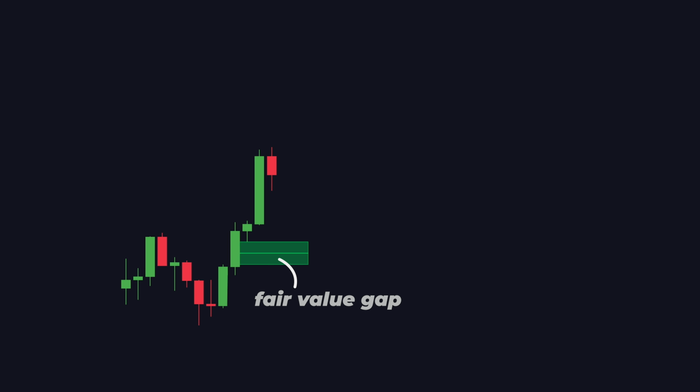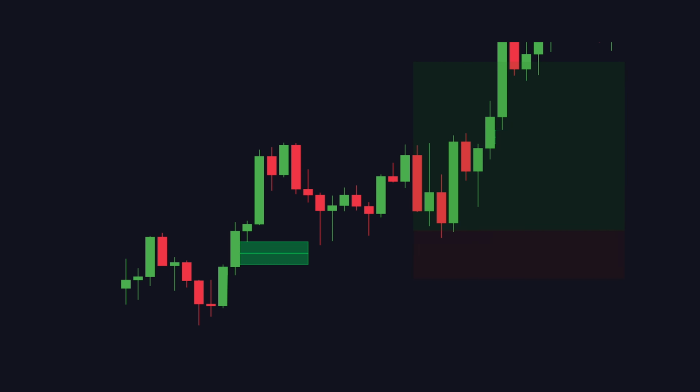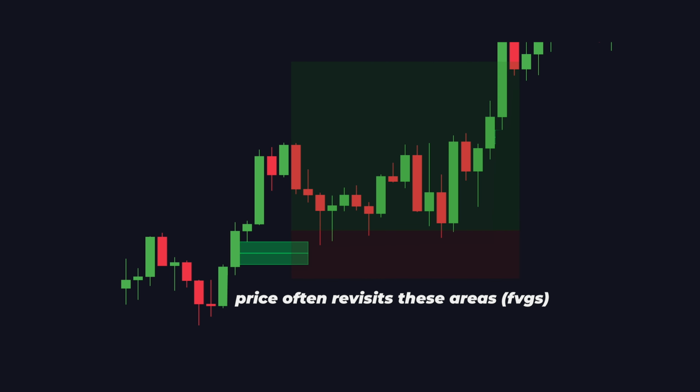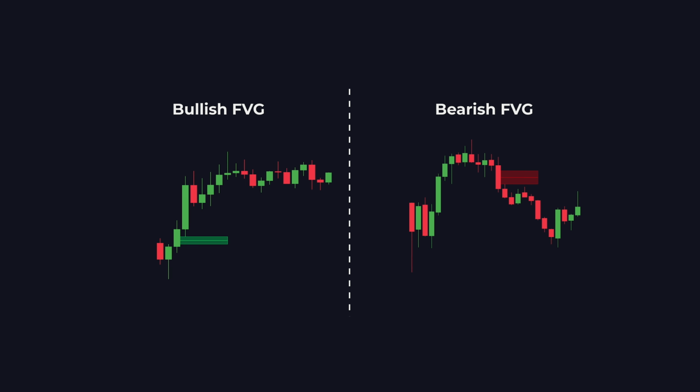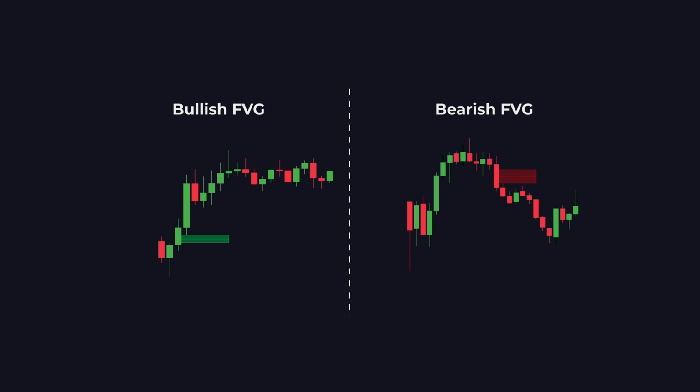Then we have fair value gaps, or FVGs. These are small pockets on the chart where price moved too quickly, leaving unfulfilled orders behind. You'll find it interesting that price often revisits these areas and then continues with the previous trend. A bullish FVG is represented by a green box, while a bearish FVG, a red box. You can use FVGs to enter a trade after a valid setup has been formed.